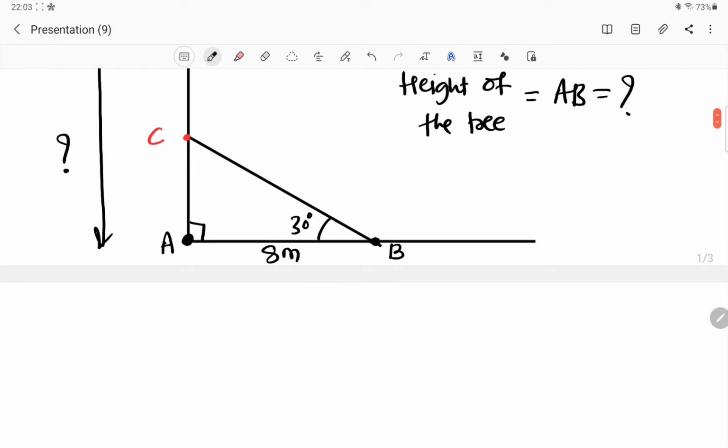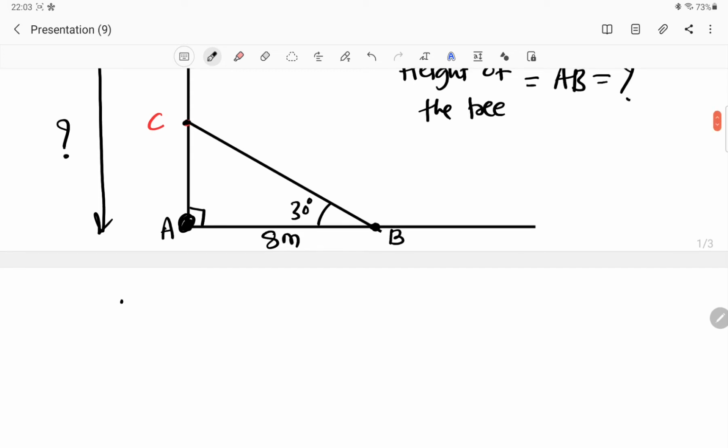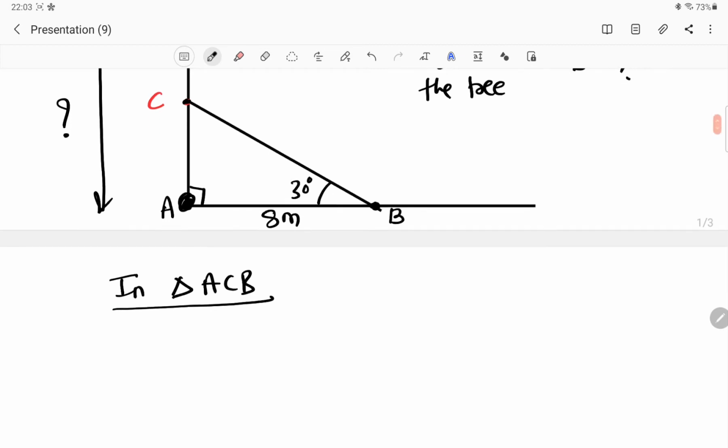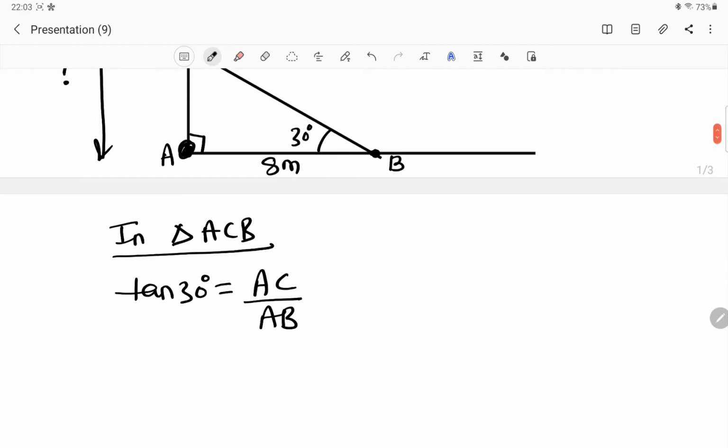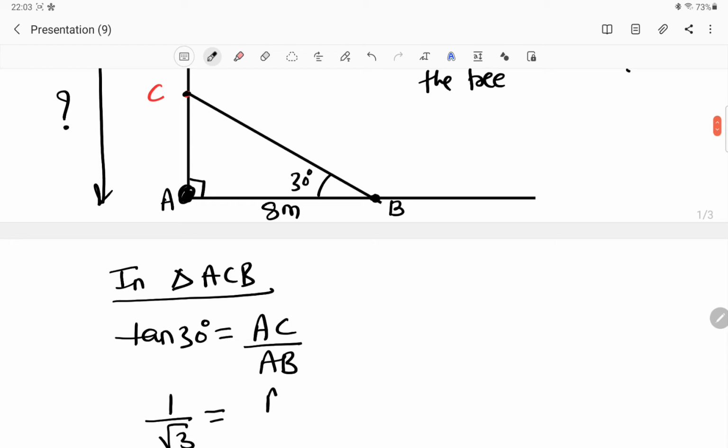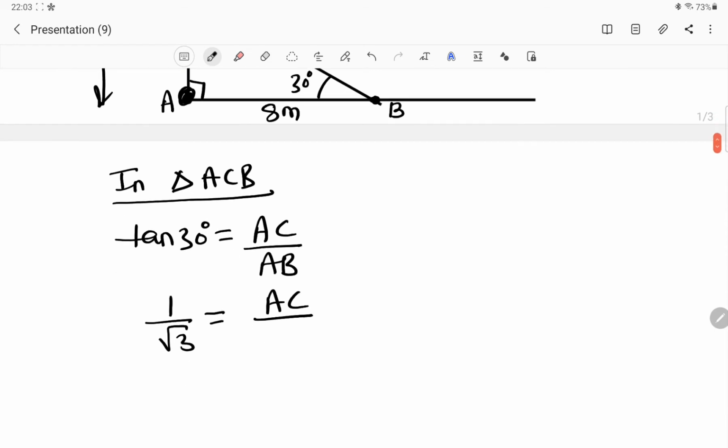Now look at this. First of all, let us try to find out this AC. In the right triangle ACB, if we apply tan 30 degrees, tan 30 means opposite divided by adjacent, so that is going to be AC divided by AB. Tan 30 is equal to 1 divided by root 3, and AC we don't know, divided by AB, how much will it be?